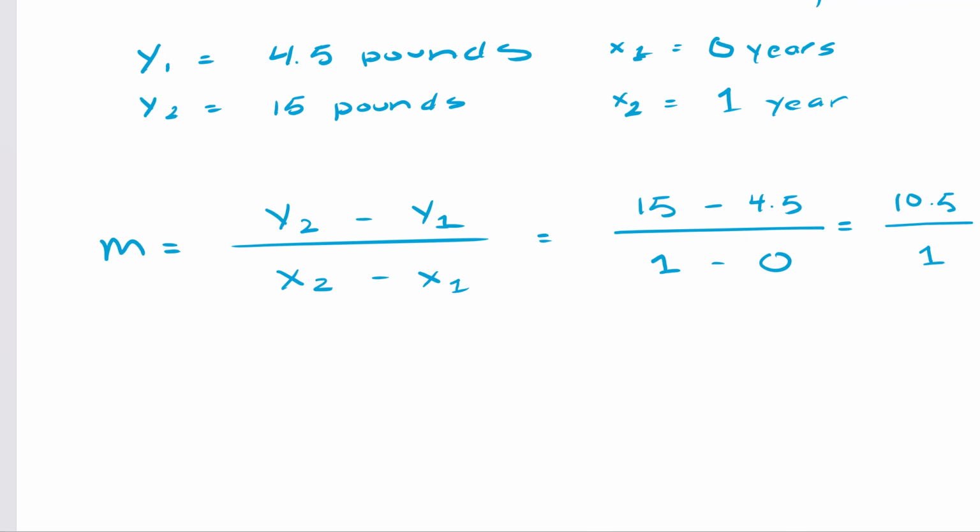It's a positive number, right? There are no negatives here. Just positive 10.5, positive 1. So in words, the slope.